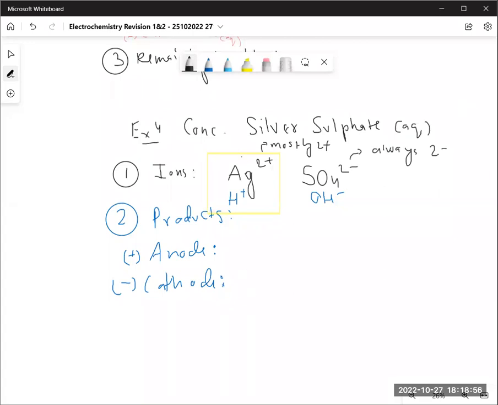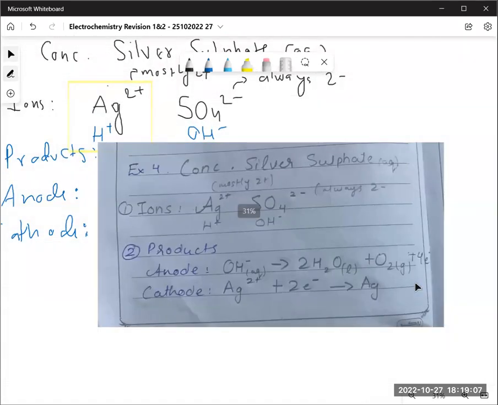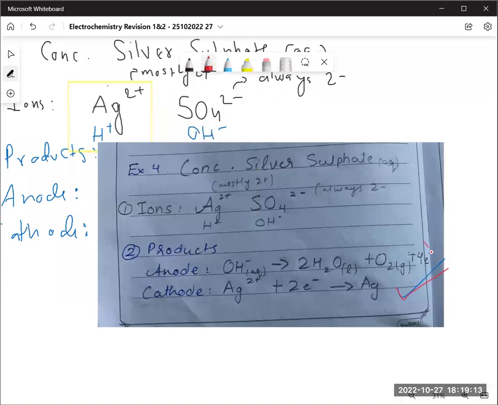Let's see any answers. I'll send you mine too. All right. Let's bring it right here. So Ag 2 plus gives us this, that's correct. And this is correct.